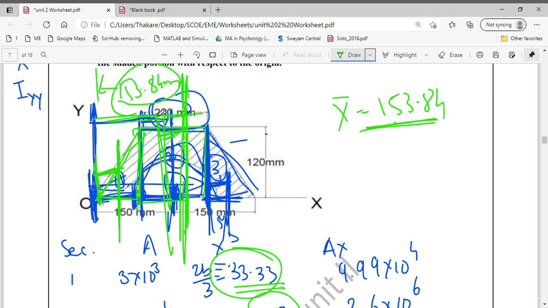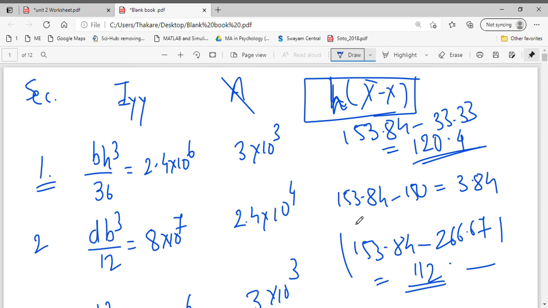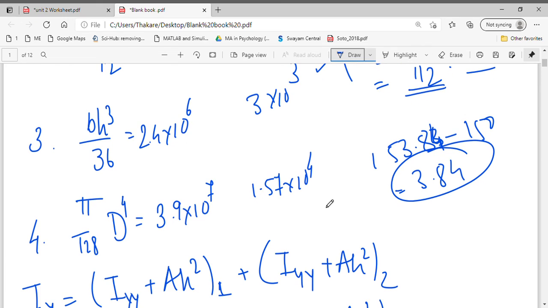So the distance between the vertical centroidal axis of the rectangle and vertical centroidal axis of this entire section was 153.83 minus 150. Similarly, we solved for this right angle triangle and this semicircle. This is how you're supposed to solve a problem using parallel axis theorem.